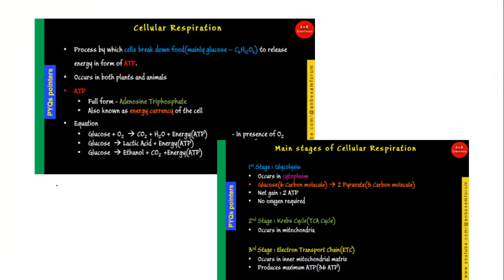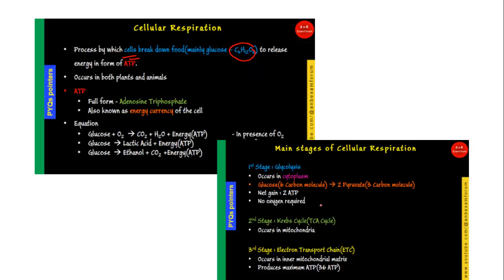And this we have seen in our theory class, that cellular respiration is basically the process in which cells break down the food, mainly glucose, to release energy in the form of ATP, and it occurs both in plants and animals. And sometimes in the exam the full form is generally asked. So ATP is adenosine triphosphate, and it is also known as the energy currency of the cell. Okay, and in this, the main stages of cellular respiration are very important.